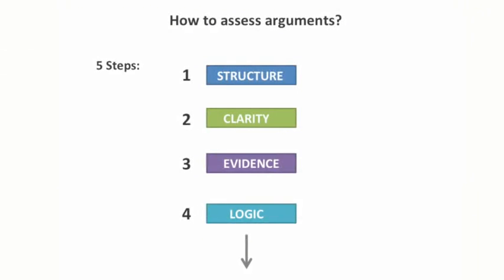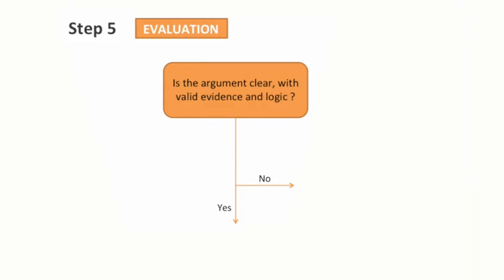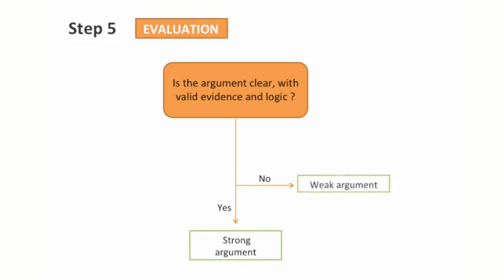The last step is the most important, evaluation. This is when you can conclude what you think of the argument. Taking all your findings from the 4 previous steps, you should now evaluate the argument. Is the argument clear and logically sound? Is the evidence given relevant and credible? Are you sure it does not contain fallacies? If so, well, the argument is likely to be a strong argument. However, if the answer is no, then the argument is a weak argument, and its conclusion should be rejected, at least until better evidence is available.